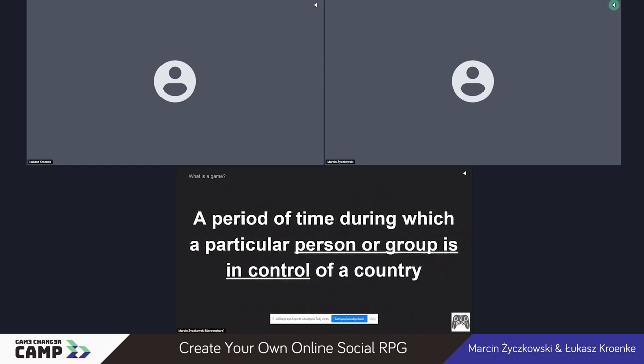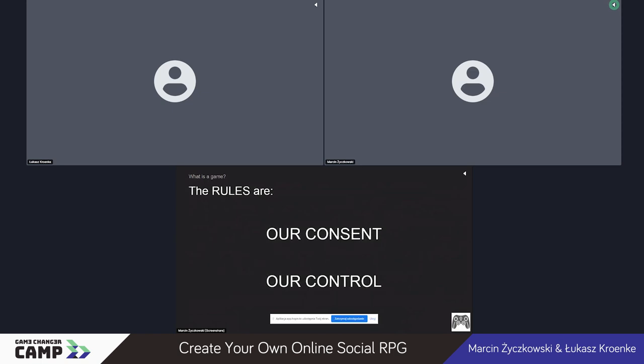And also rules are, this is from a dictionary of law terms, a period of time during which a particular person or group is in control of a country. Skip the country part. A person or a group is in control. People that have these sets of rules, the rules are there to give them control. And during games, if you work with the group longer, you can craft rules with them. And it's a two-way street. Rules are our consent. We consent to them so that we may be in control in the space that they describe. So rules are our control and our consent.